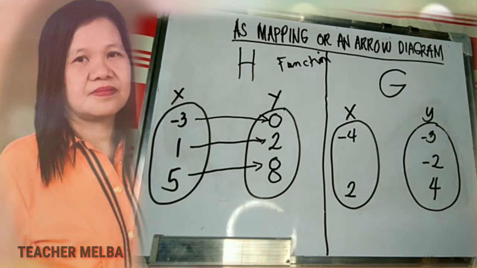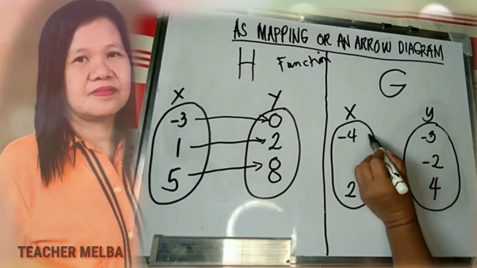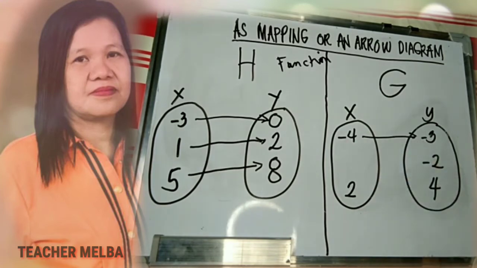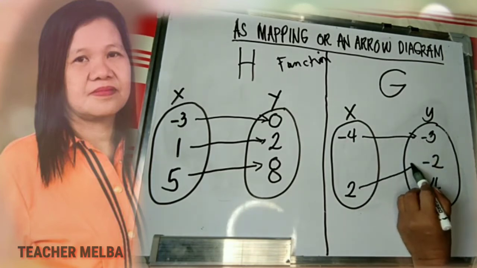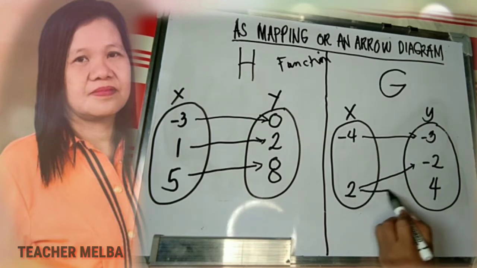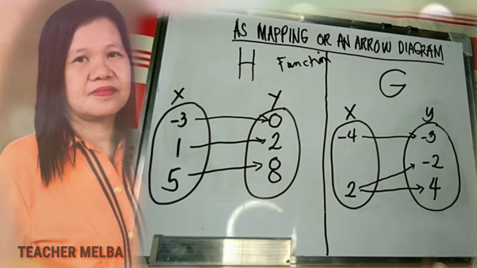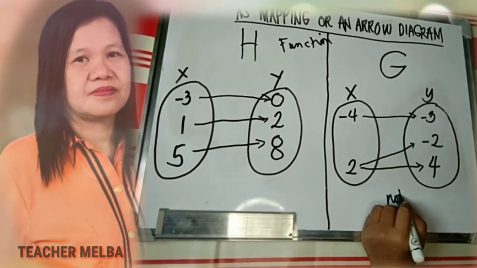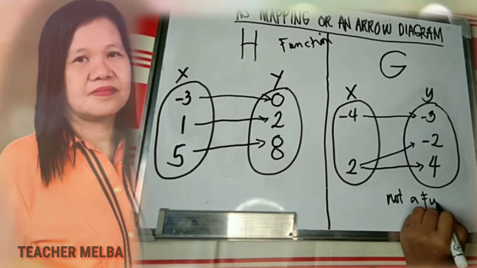Then for the next figure, negative 4 is paired to negative 3. Then 2 is paired to negative 2 and it is also paired to positive 4. So if you notice, the 2 in x corresponds to two values of y, which are negative 2 and 4. So this is not a function.